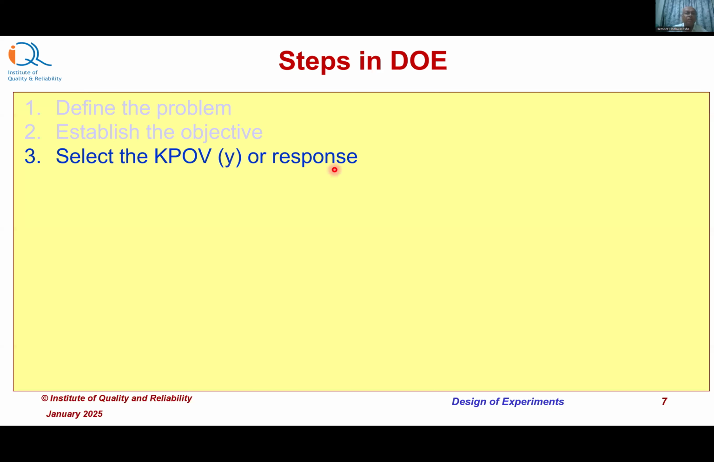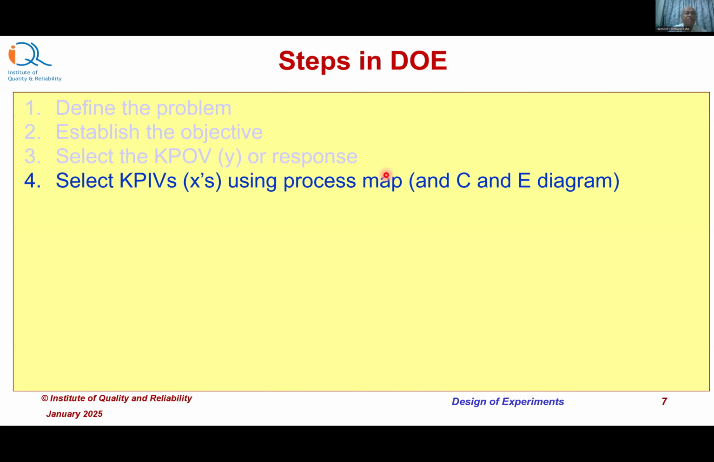Y is the response from the experiment. Select key process input variables, or x's. So you have y as the response and x as the factors. You can use a process map or a cause and effect diagram, those kinds of tools. So you map the process and find out which are the input factors and which are the output responses.